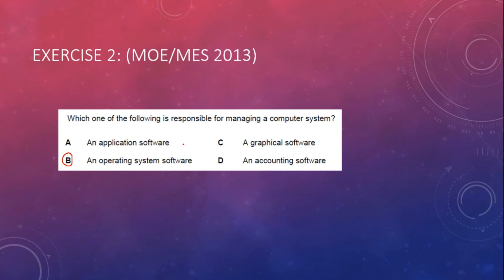A is an application software. Application software does things for human beings rather than for the system; it helps us to achieve a task for human beings. Whereas C is a graphical software which is used for drawings and so on. And accounting software can be, for example, a spreadsheet that helps us to do our daily tasks such as calculations and so on.